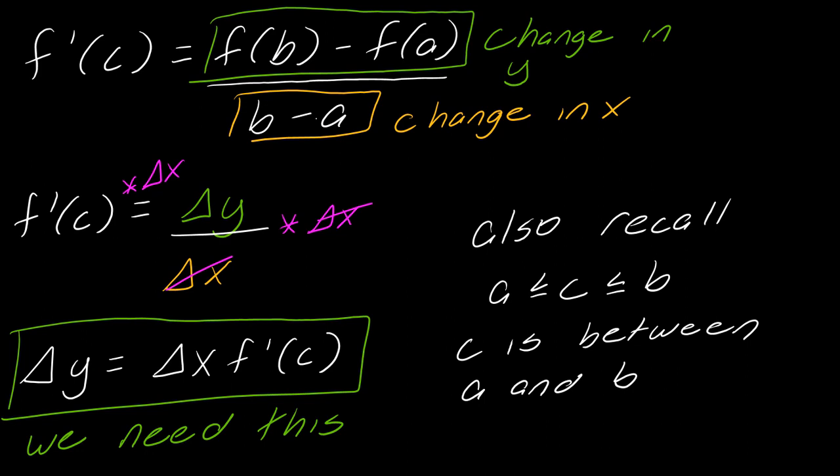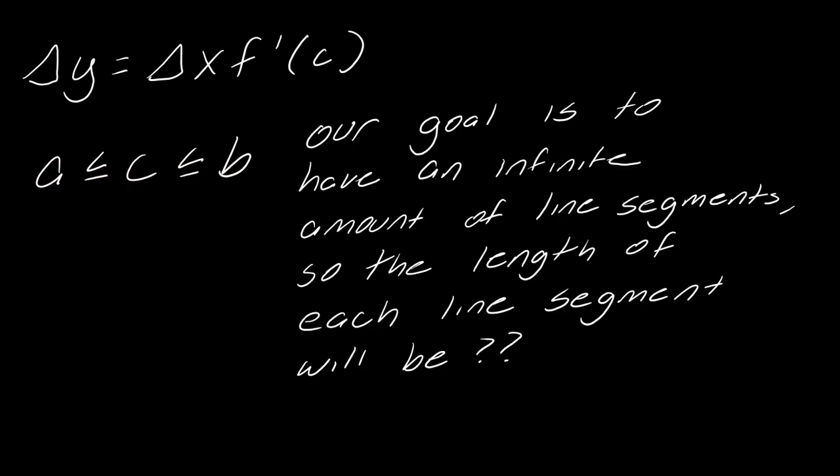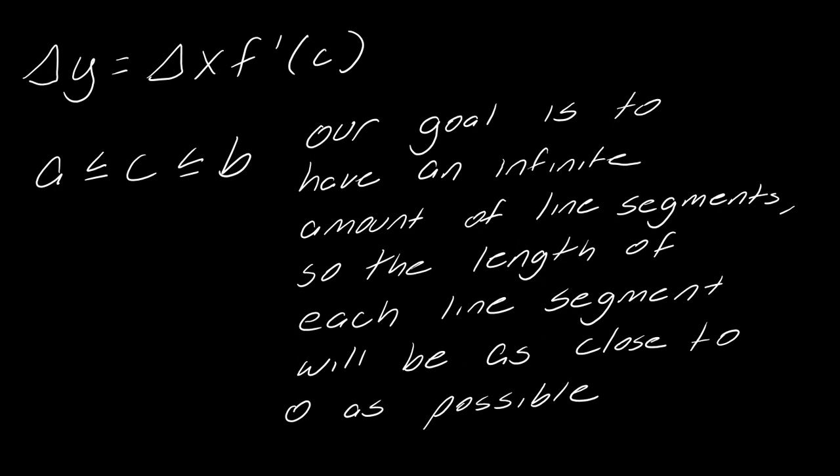Now, the other thing I want to point out here is this c being between a and b, because I'm going to do something in a second that could blow your mind. So I want to kind of prepare you for it. I'm going to use this fact, but I also want to talk about what happens with c when it's wedged between a and b. Our goal in this line segment stuff is to have an infinite amount of line segments. So what will the length of each line segment be? The length of each line segment will be as close to 0 as possible. We'll just call it 0.